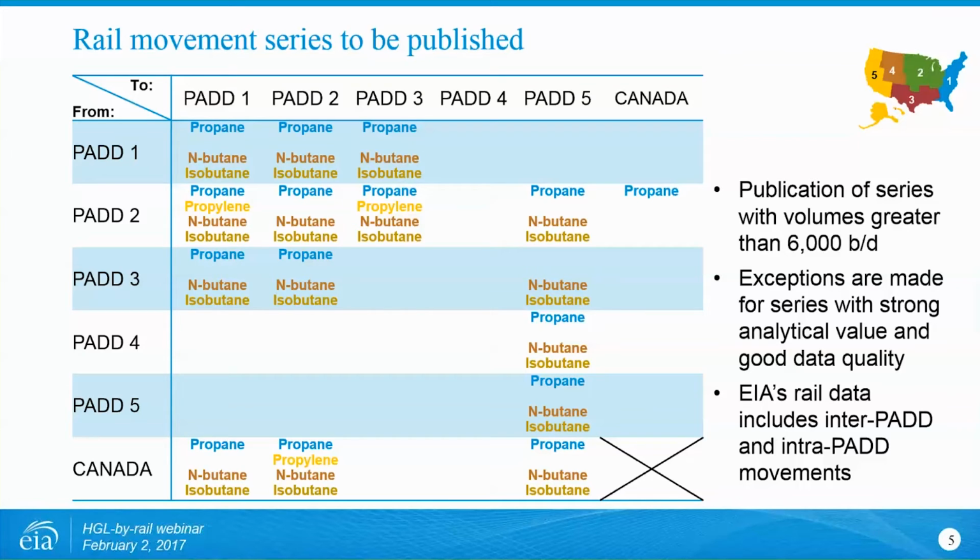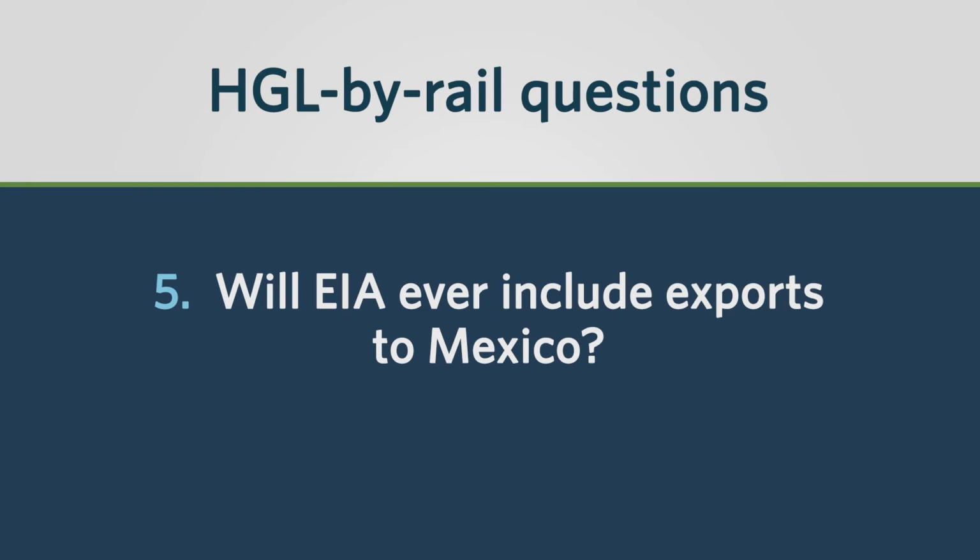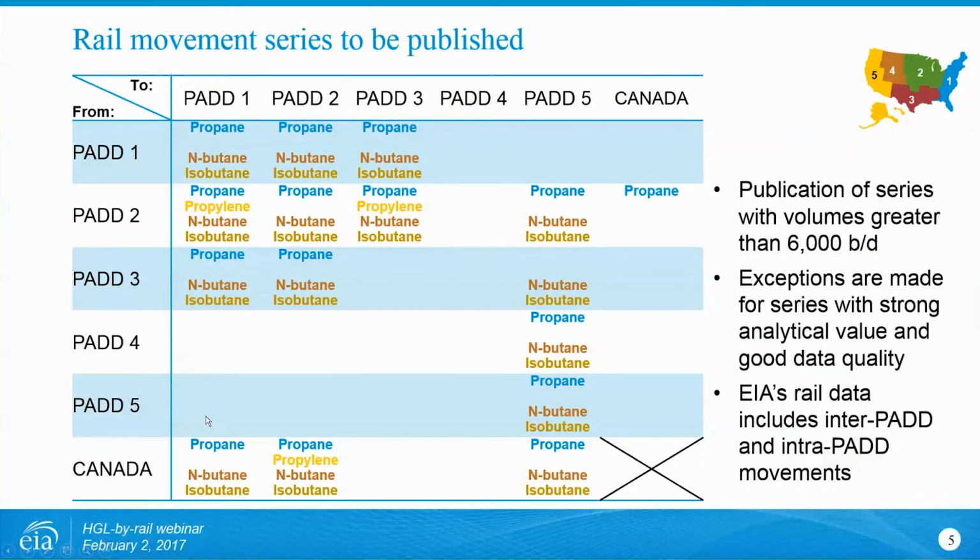Yeah, so we currently present very minimal data at the sub-PAD level, and we don't do product supply at the sub-PAD level. Pipeline movements are at the PAD level, not at the sub-PAD level. So I think that's something that you won't see. There was also a question about exports to Mexico and whether we would include that. And so I'd like you, Warren, to answer that.